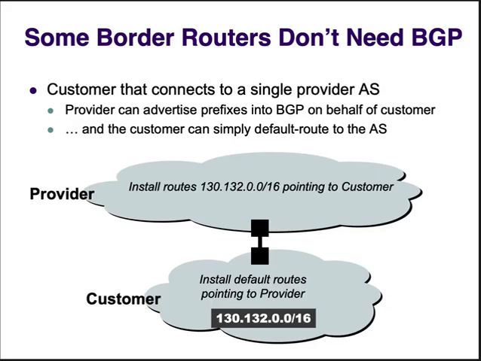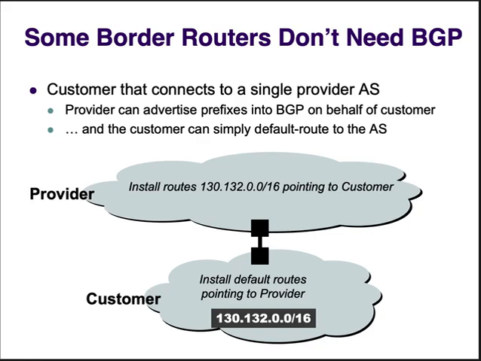Okay, so what that looks like is this example here. I have a provider and a customer. The customer has been given the prefix 130.132/16. What the customer is going to do is configure the routers within its own AS to say, if there's any address that is not 130.132, just send the packet to my provider's network. Okay? That's all you have to do.